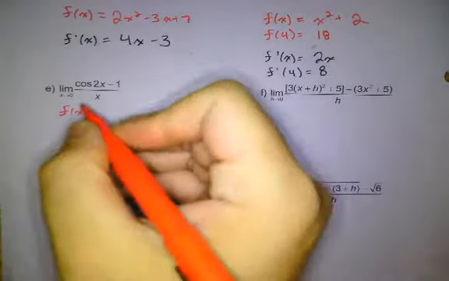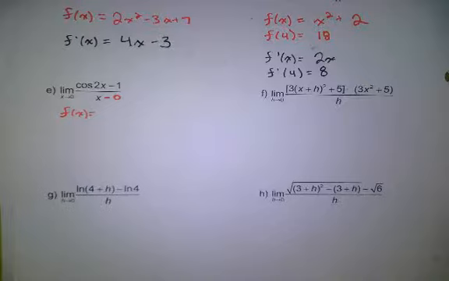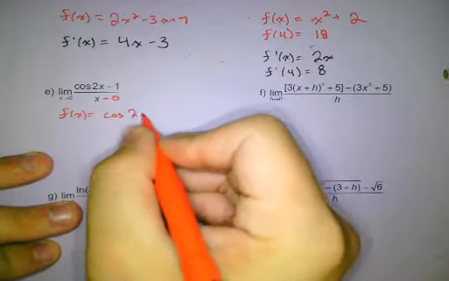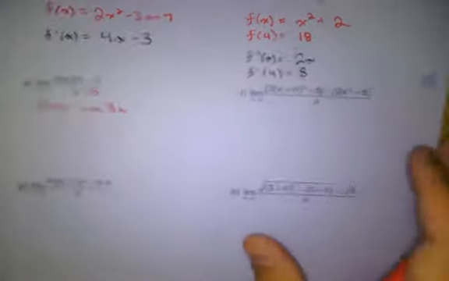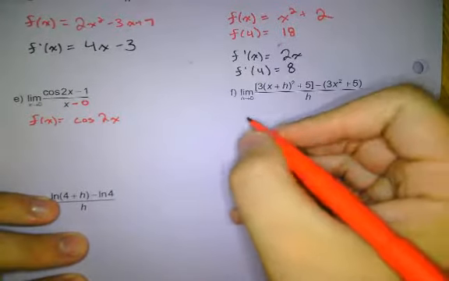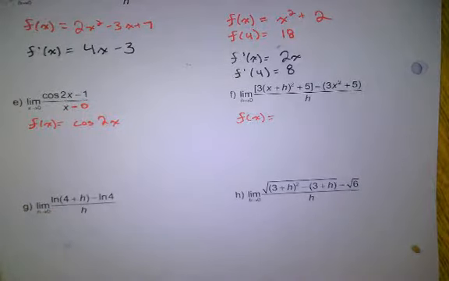It's actually alternate, because see how we're going to 0 here? Oh, it has to be. So what's the function? Cosine 2x. I'm not even showing you the derivative, because it's not worth it. Letter F. What's that function?